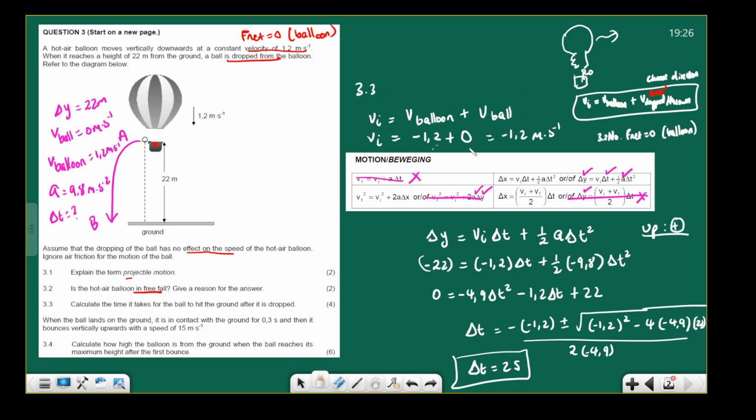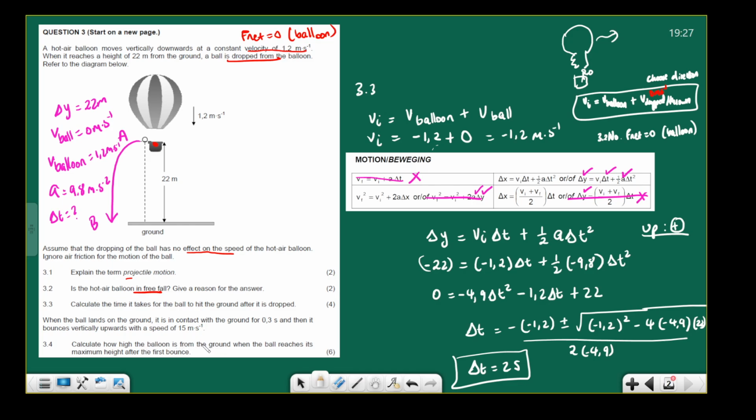Then you're able to get to the initial velocity, which you can put there now to find your answer. Okay, now the next question says calculate the time it takes for the ball. When the ball lands on the ground, it is in contact with the ground for 0.3 seconds, and then it bounces vertically upwards with a speed of 15 meters per second. 3.4.1 says calculate how high the balloon is from the ground.